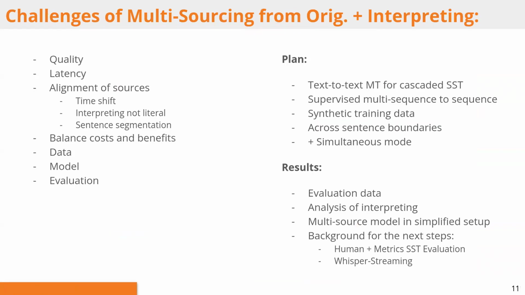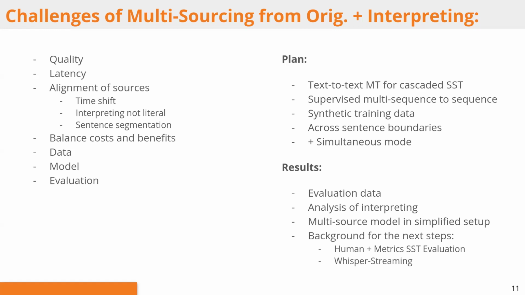And yeah, here on the left, there are the challenges that we suppose are in this topic. So it's quality, latency, because the translation should be delivered as fast as possible. Then the challenge is that the sources, the original and interpreting, are misaligned because the interpreter is delayed. And also interpreting is not a literal translation of the source, and the segmentation of the interpreter is different. We should balance the costs and benefits of multi-sourcing to be really beneficial. The data are challenged, the model and evaluation.